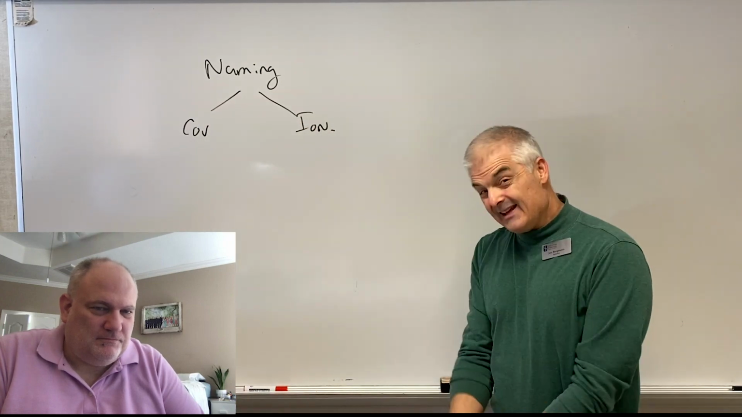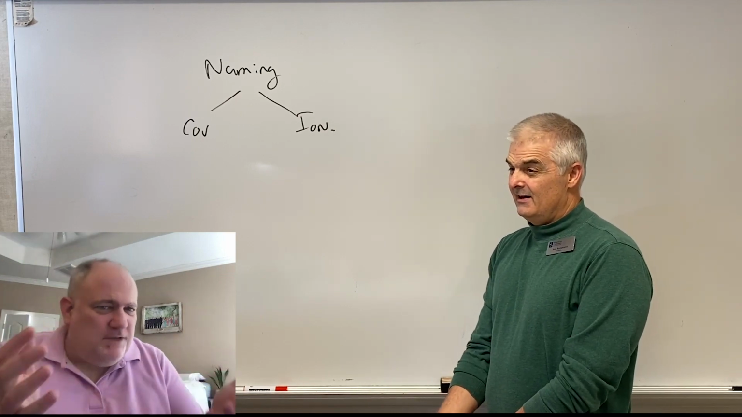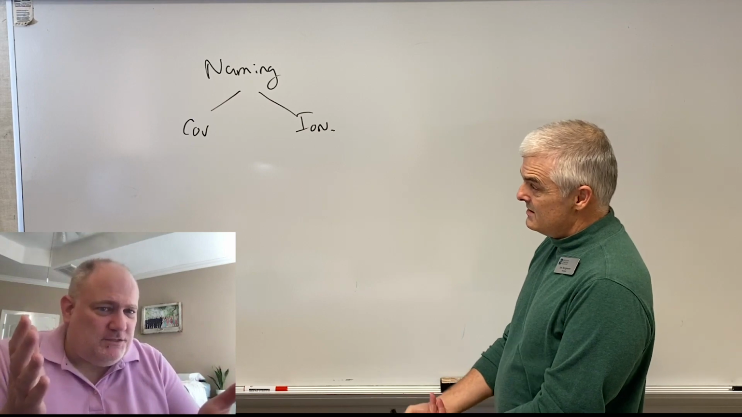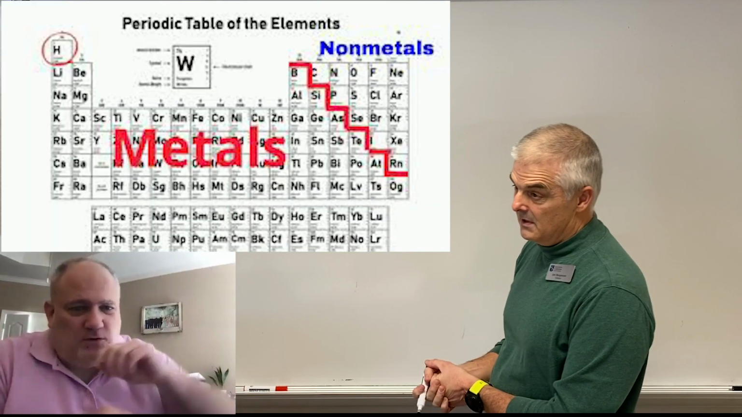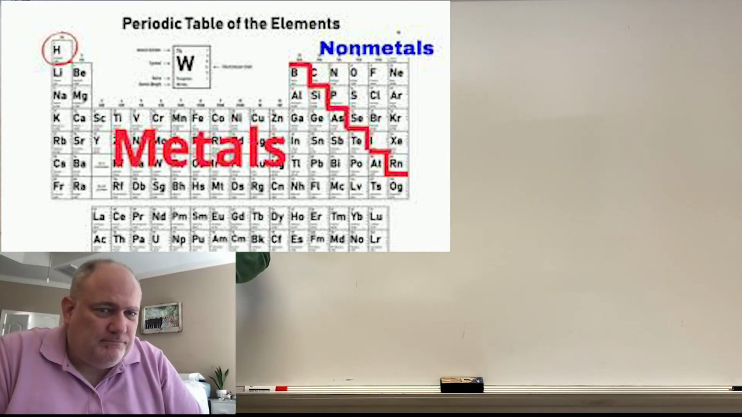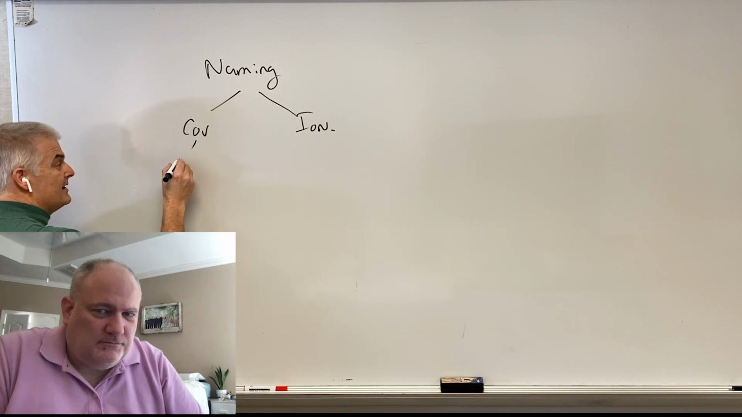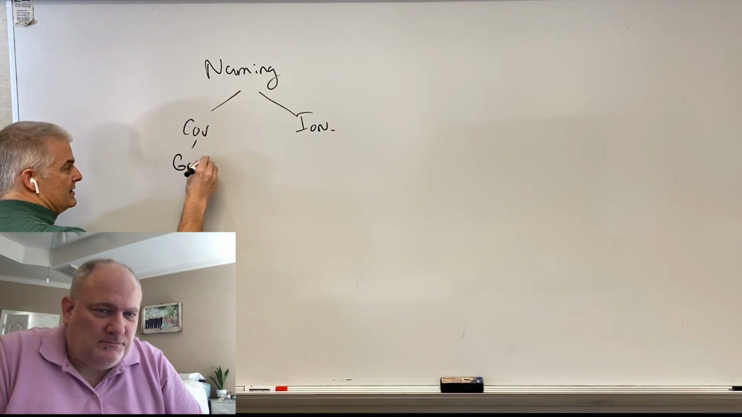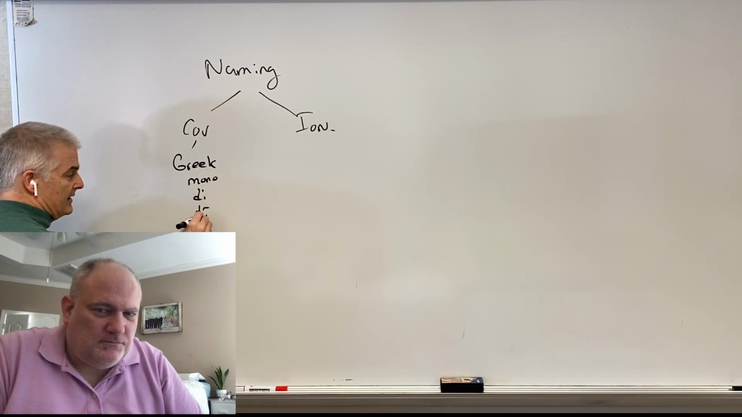So if you've got a covalent compound, Mr. Dmitrievich, what does that mean again? It really just means you have two non-metals that are together. And we can see those in the upper right-hand corner of a periodic table. Right, and so if I've got covalent compounds, it's non-metal to non-metal, and in this case, guys, we're going to use the Greek system. Remember, that's mono, di, tri.